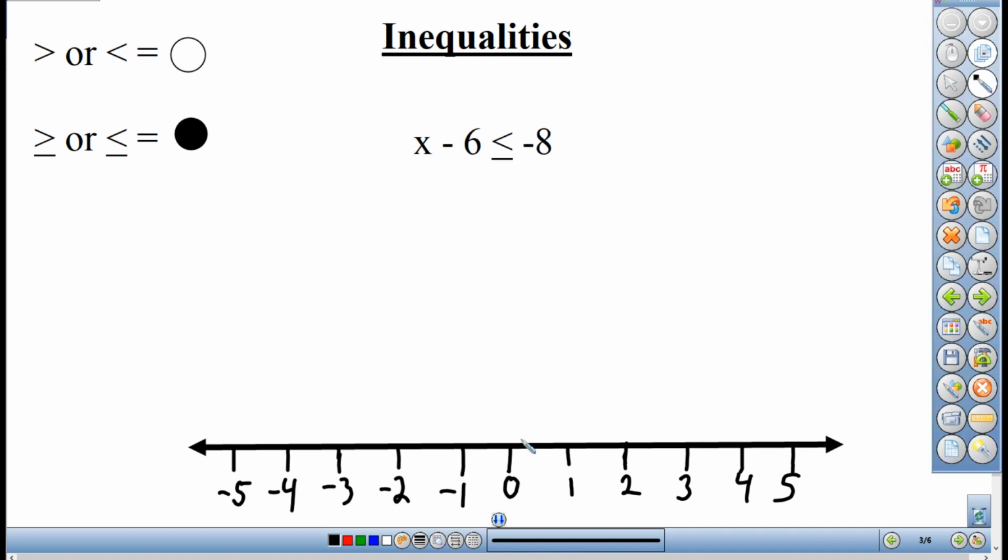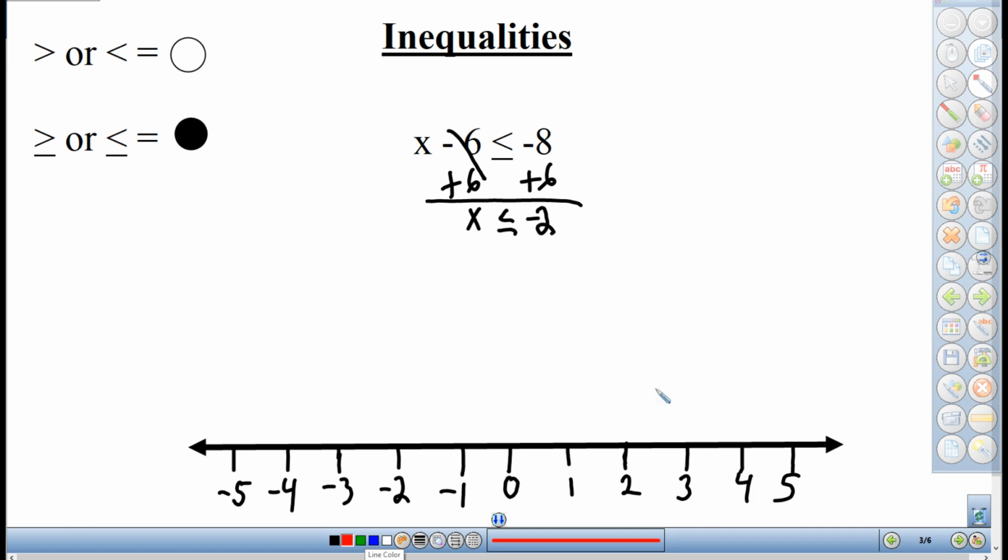This one is x minus 6 is less than or equal to negative 8. So again, just like equations, we're going to add 6 to both sides. Negative 6 plus 6 gives us 0. So we're left with x less than or equal to negative 2. Now when we go to graph this, you see now we have a less than or equal to sign. So using that sign, we have to put the closed dot because it could be equal to negative 2. So we'll go to our number line, and at negative 2 we're going to put a closed circle.